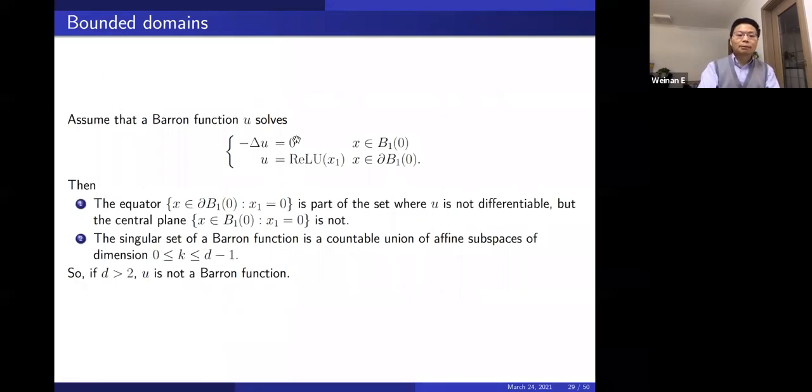So let's consider a problem in a bounded domain. Here is a very simple example with Laplace's equation with this boundary condition, which is a ReLU. And then you can show that the equator is part of the singular set, but the central plane is not in the singular set. So this means that the singular set of the solution cannot be a countable union of affine subspaces. Therefore, if the dimensionality is bigger than 2, it's not a Barron function.